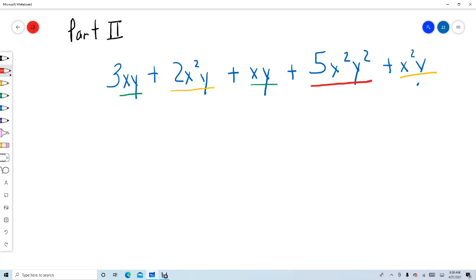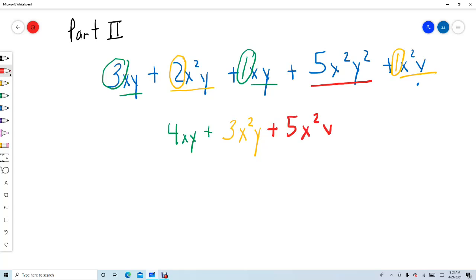Now, typically we start with the simplest term, which would be xy. So let's add those first. I've got 3 here, and this is understood to be 1. I've got 1 there, so I have 4 of them. All right, and then let's go to the next simplest, I guess, would be x squared y. I've got 2 there, and what's understood to be 1 there, so I have 3 of those. 3x squared y's. And then lastly, I have the 5x squared y squared, and I had only 1 of those type of terms. And that is my answer.